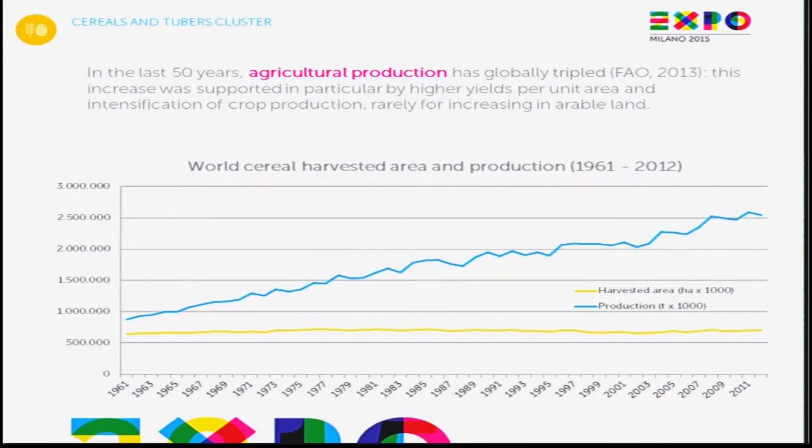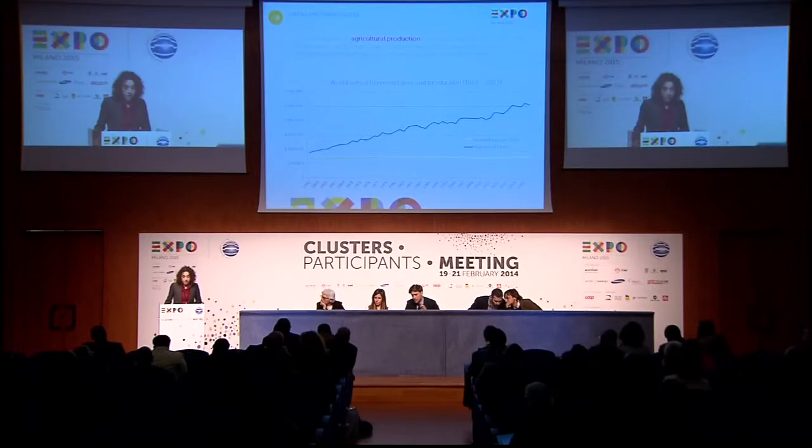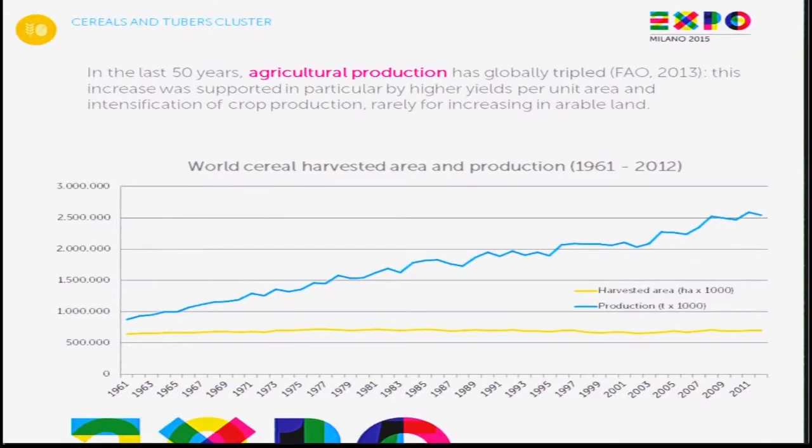So in the last 50 years, agricultural production has globally tripled, and this increase was supported in particular by higher yields per unit area and the intensification of crop production, rarely by an increase of arable land. And you can see this in the chart. You can see the world cereal harvested area and production. In the last 50 years, you can see that while the harvested area is constant, production has increased a lot.